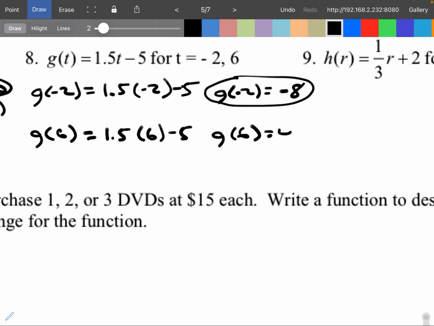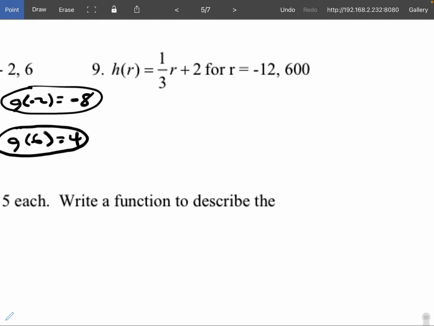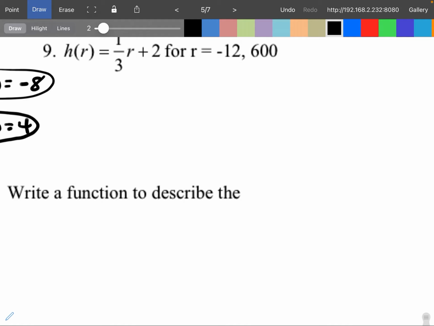And then the other one we got to do g of 6. So we're going to do 1.5 times 6 minus 5. So 1.5 times 6, that's 9. 9 minus 5. Yep, good. So you get g of 6 equals 4. If you're not great at this part, we'll just type it in the calculator. You can type it exactly like I've got it written right there. Should come up and say 4.